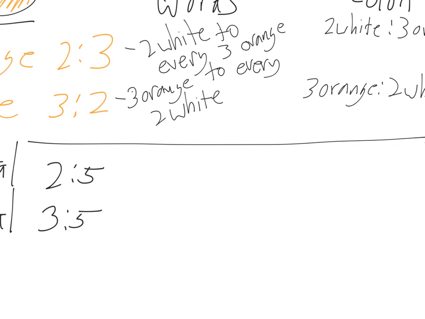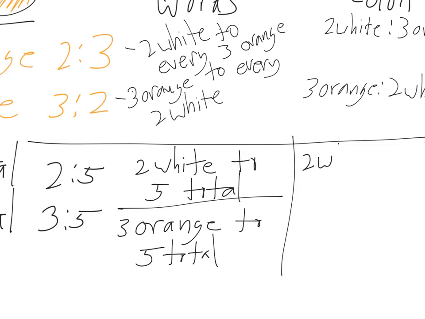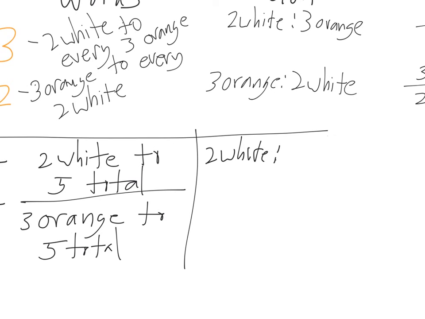So now when I'm looking at words with the part to whole ratios, you're looking at 2 white to 5 total daisies, and then 3 orange to 5 total daisies. The colon would be 2 white, colon, 5 total, and then 3 orange, colon, 5 total.